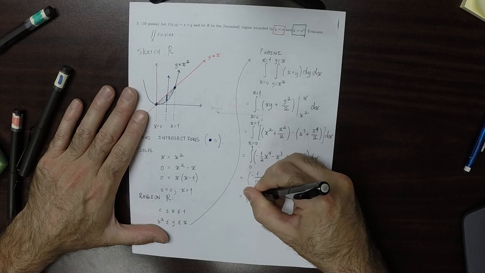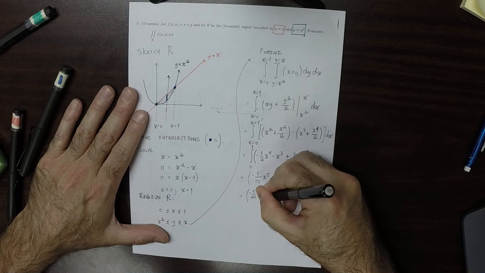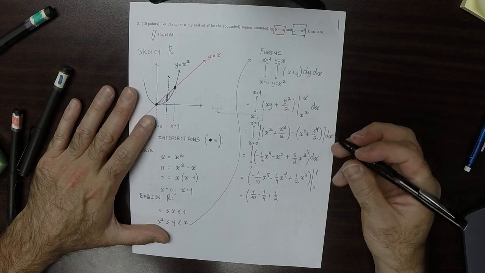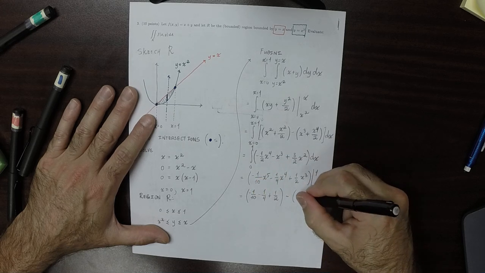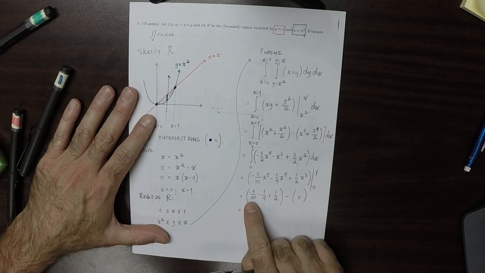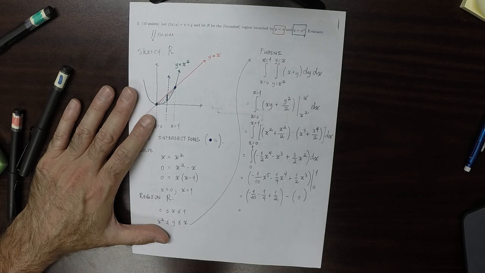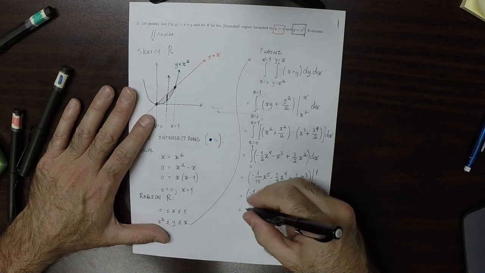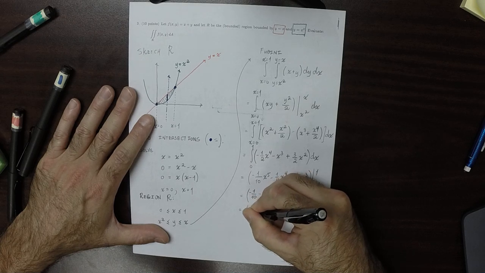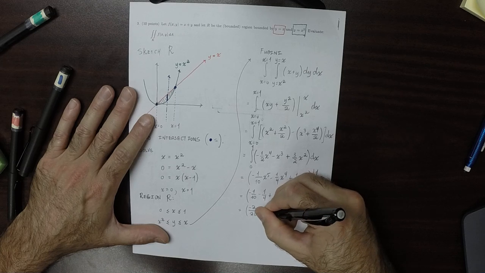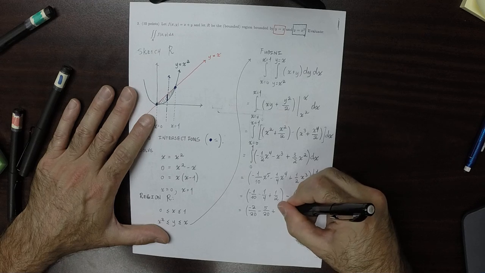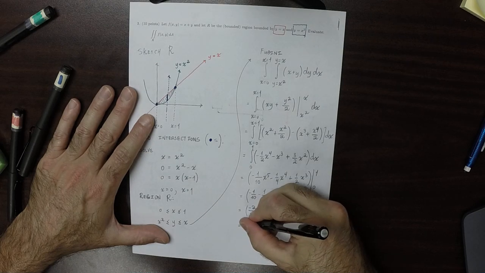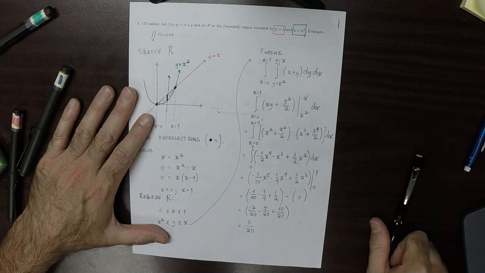So that would be negative 1 tenth, minus a fourth, plus a half, and then minus 0. So the common denominator of 10, 4, and 2, the least common multiple of 10, 4, and 2 is 20. So that would be negative 2 over 20, minus 5 over 20, plus 10 over 20. And combining those all together, that'd be negative 7 plus 10, so that'd be 3 over 20. And that's the answer.